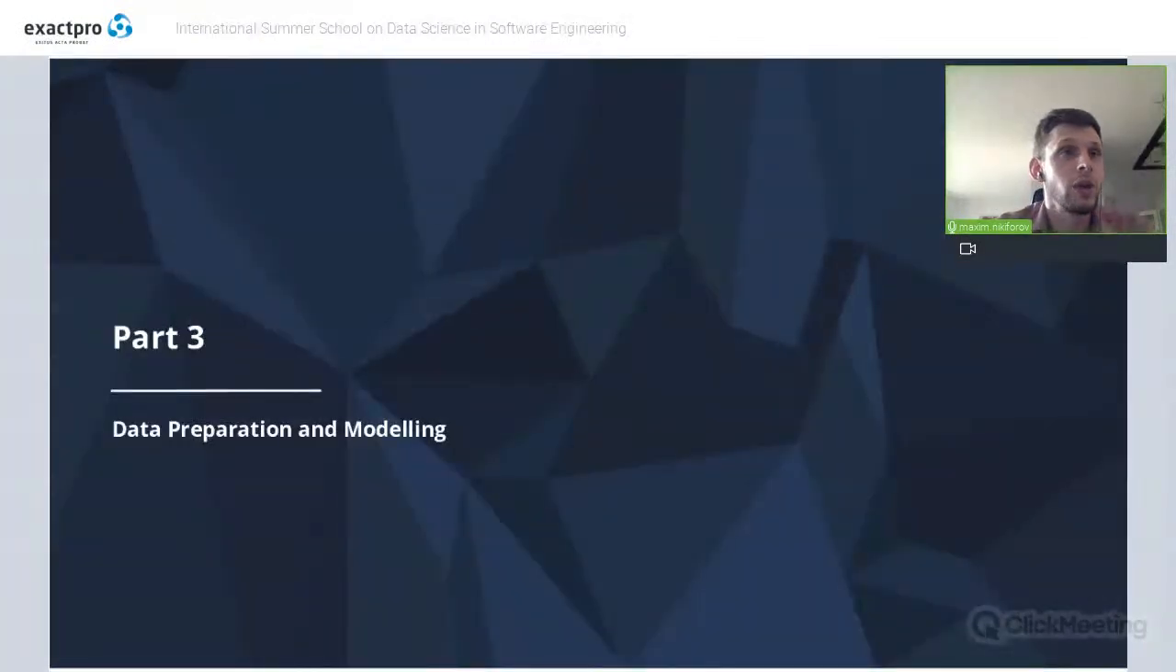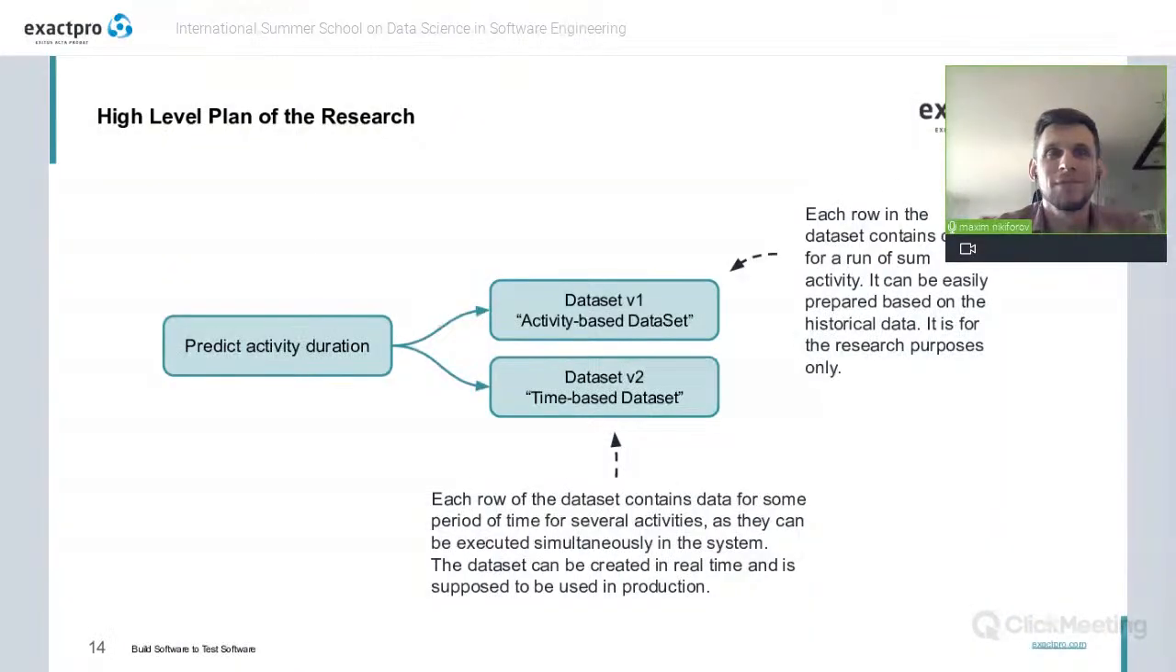So at this stage, we can start our research. We can get the data. We decided to split our research into stages. Each stage is linked to a certain data set type. The first one we call the activity-based data set. Each line of this data set represents data that is related to one activity.